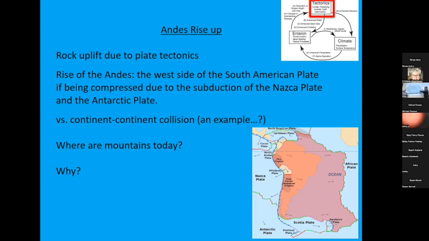So here's South America. And again, the Nazca and the Antarctic plates are being subducted under the South American plate. And there was a rift here, a mid-ocean rift. Pieces of that rift have also been subducted under South America, and that's caused a lot of present heat and volcanism there. So here are the Alps. It's basically Africa and Europe colliding.